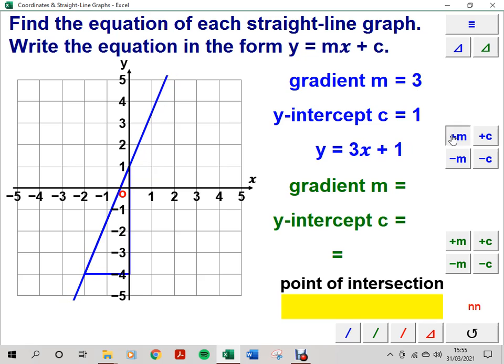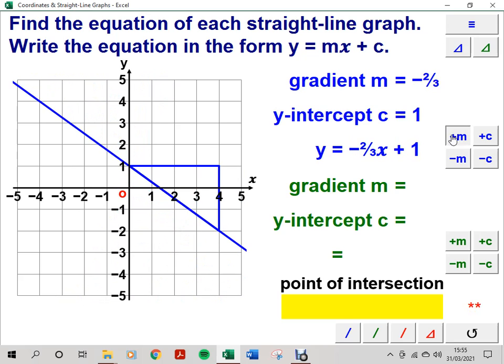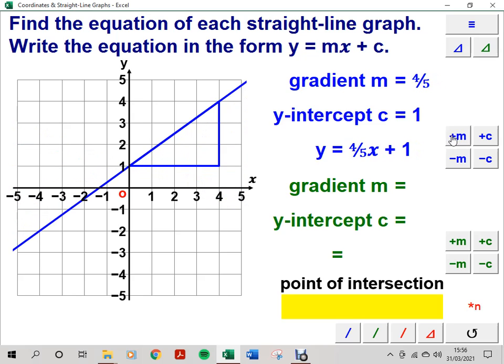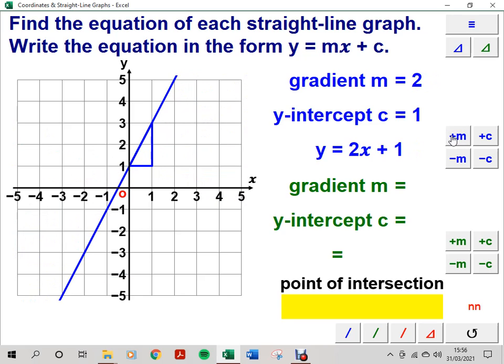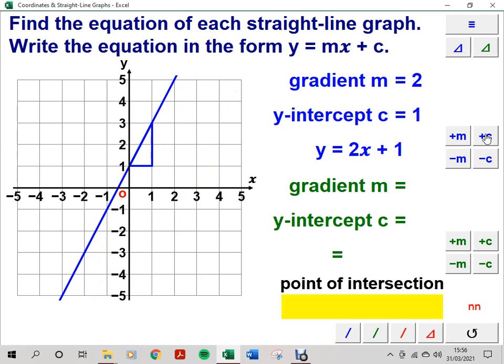I have dynamic control of m, which has 46 different positive and negative integer or fractional values, including reciprocal pairs. I have dynamic control of c, which has 11 different positive and negative integer values. Let's return to the starting condition, y equals 2x plus 1, and bring back the green line.